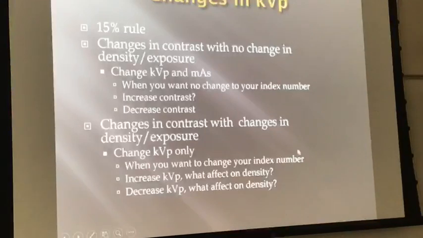So changes in contrast, changes in density or exposure. If we change kVp only, if we increase kVp, and that's the only thing we do, what happens to our image according to the literature? Decrease contrast: we increase kVp, contrast goes down. And what else? The only thing we did, we're not using the 15% rule, we just changed kVp.